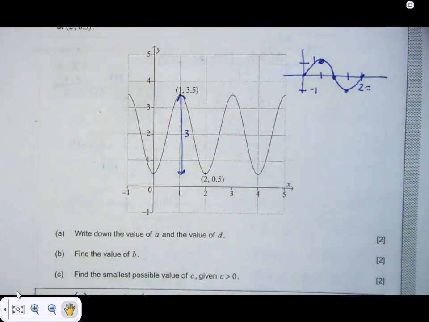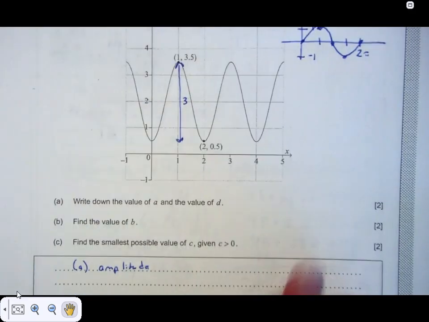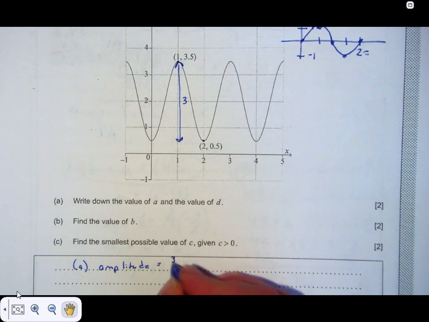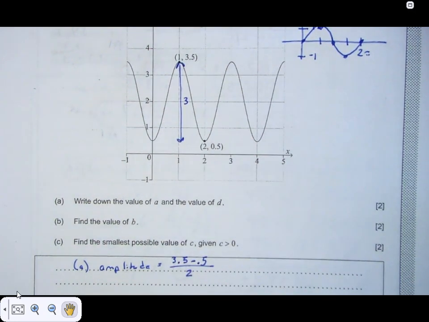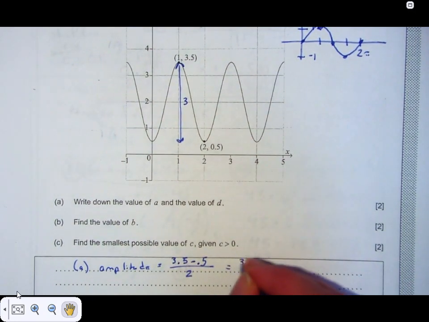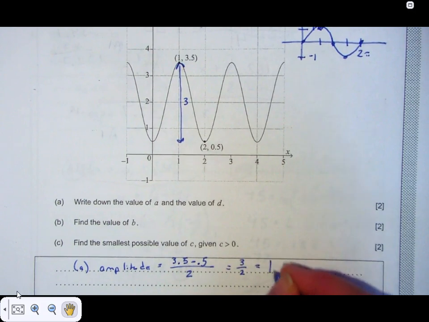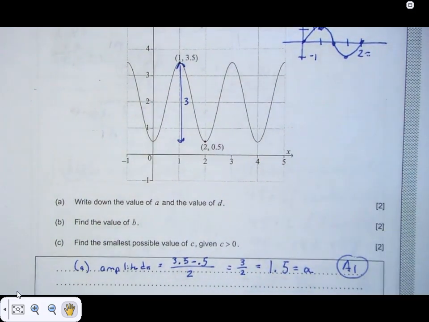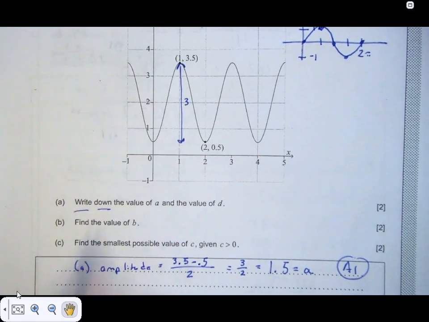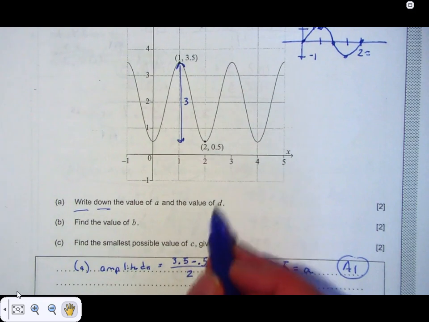You can get that by physically showing it on the graph. You can also find the distance between the two y values and cut it in half, which is what I did. So 3/2 or 1.5, either way. And that was 1 mark. You didn't have to show any work because it says write down, so you can just deduce it.